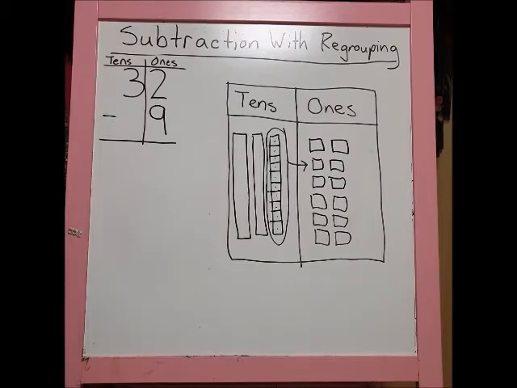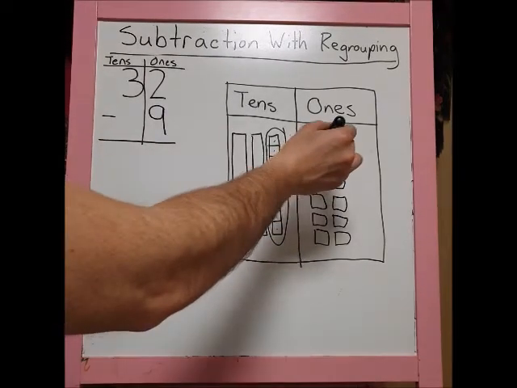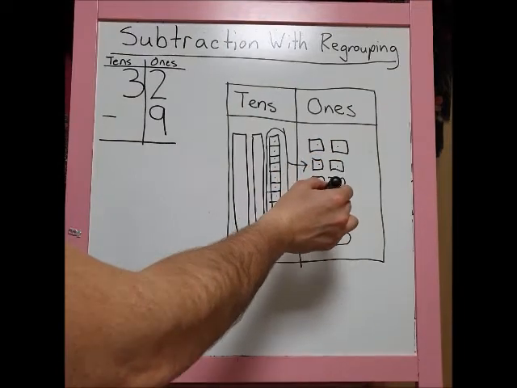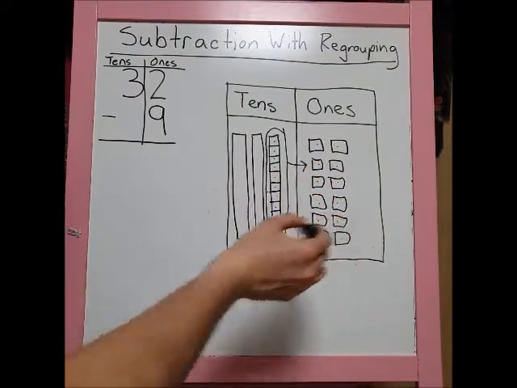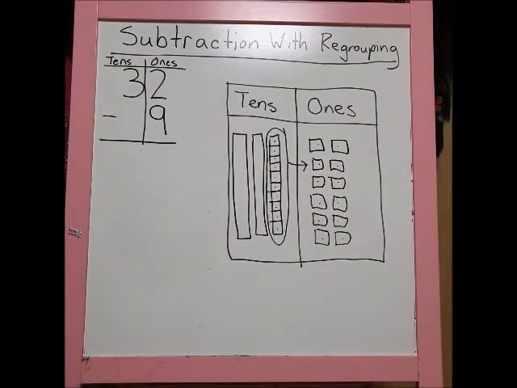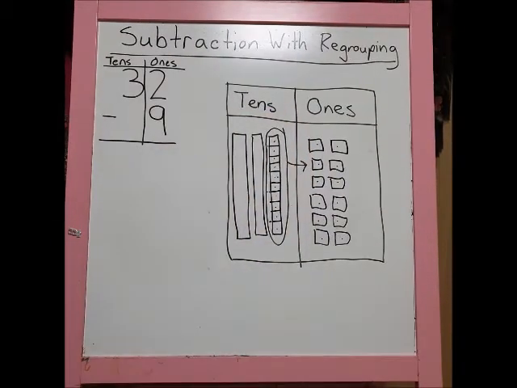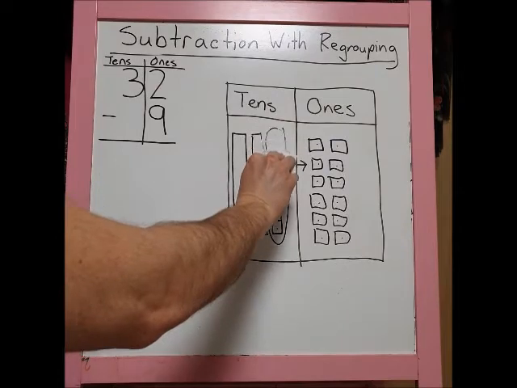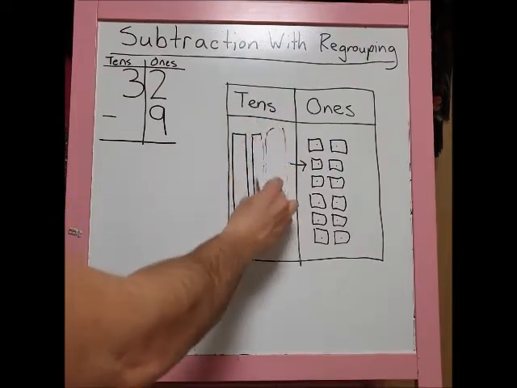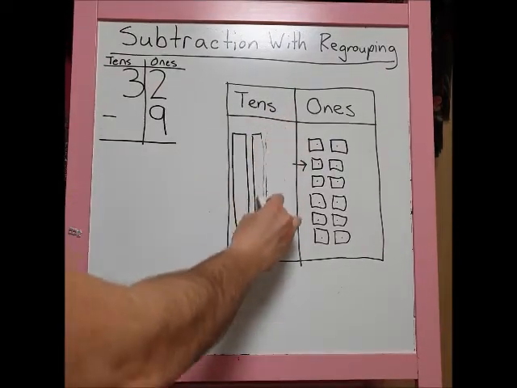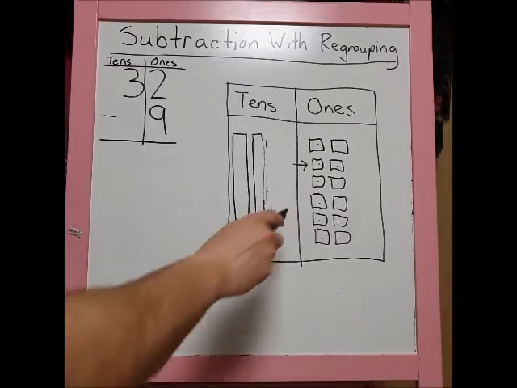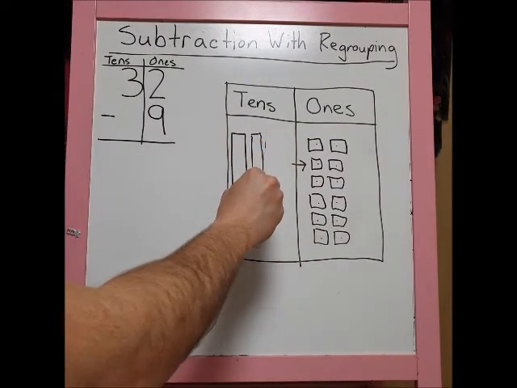Now, I don't have 2 ones, right? How many ones do I have? 1, 2, 3, 4, 5, 6, 7, 8, 9, 10, 11, 12. I have 12 ones now. All right, so this ten moved over here, so it's no longer on this side. Just imagine it is gone now, because I regrouped it to the ones column.